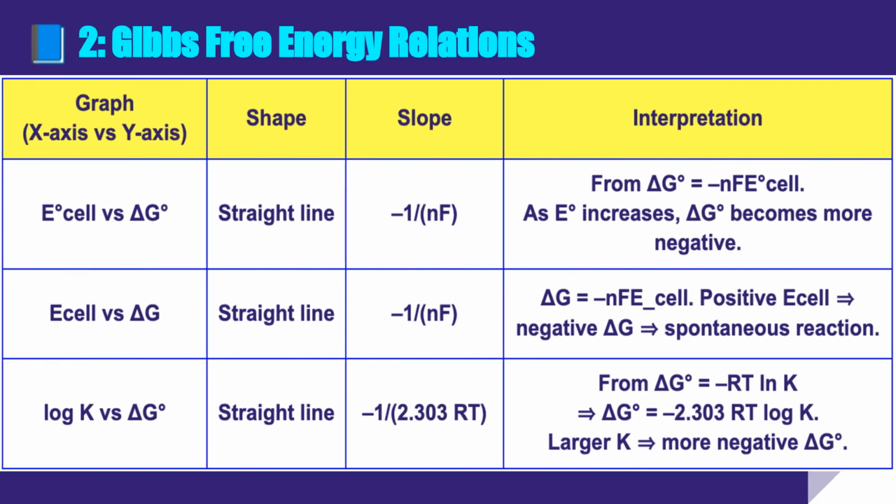This section focuses on Gibbs free energy relations. Straight-line graphs illustrate the inverse linear relationship between cell potential and Gibbs free energy. Higher E0 means larger K and greater spontaneity.